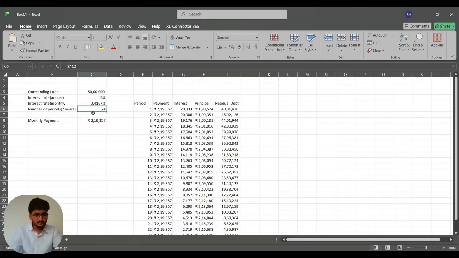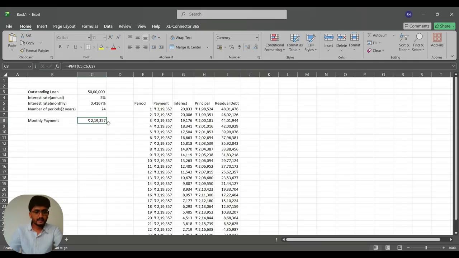Using these inputs, the loan tenure is 24 months, and the monthly payment is 2,19,357 rupees. The Excel sheet has calculated the fixed monthly payment, the EMI, as 2,19,357 rupees. So the EMI stays the same every month, but what changes every month is how much goes towards interest and how much goes towards principal.